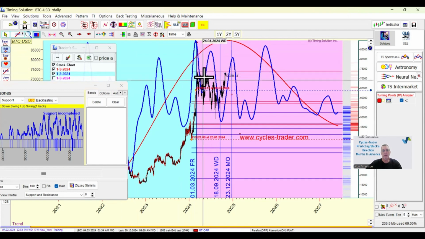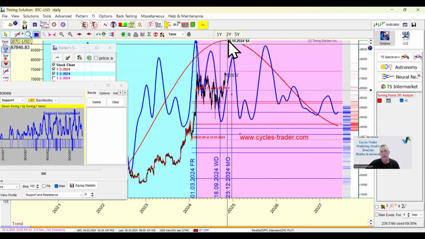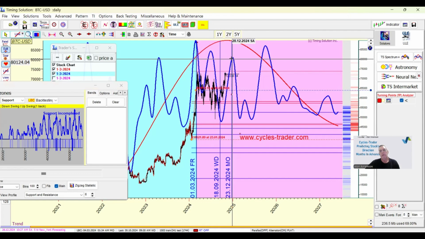We can also see the main cycles that were captured very well. Now we can see that there is still a way to go up because the change of direction is expected somewhere at the end of the year here on this cycle. So we see that these algorithms caught the change of direction of Bitcoin very well. Now, let's see if they're also consistent.